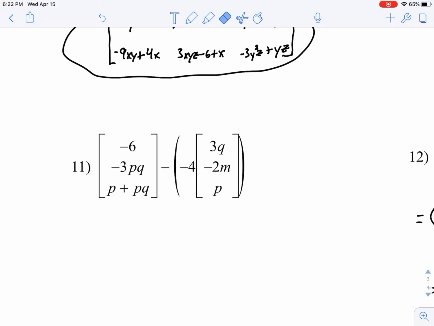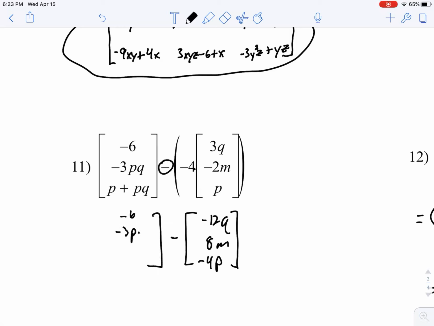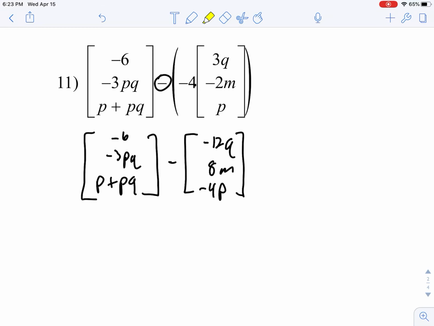Number 11. So I'm going to go ahead and distribute this first. It's in parentheses and it's multiply, so on both counts it comes before subtraction. So I'll go ahead and do that. This matrix becomes negative 12q, positive 8m, negative 4p. And then there's a minus sign here in front of it. And then this right there.